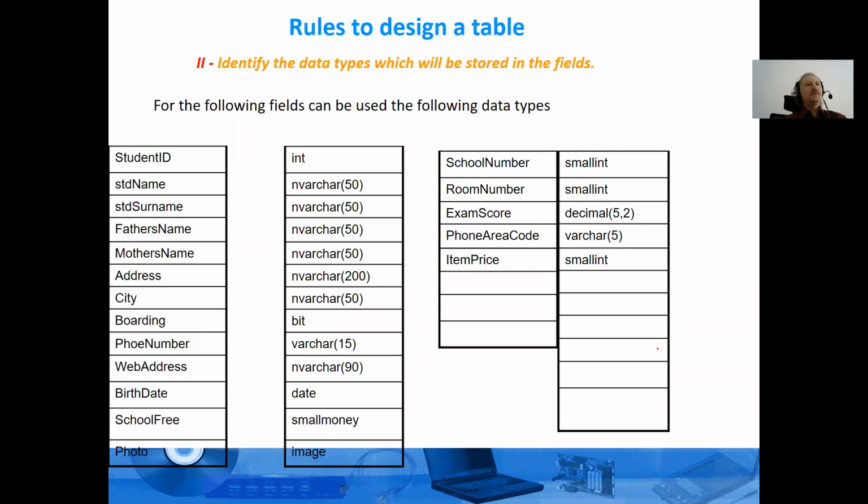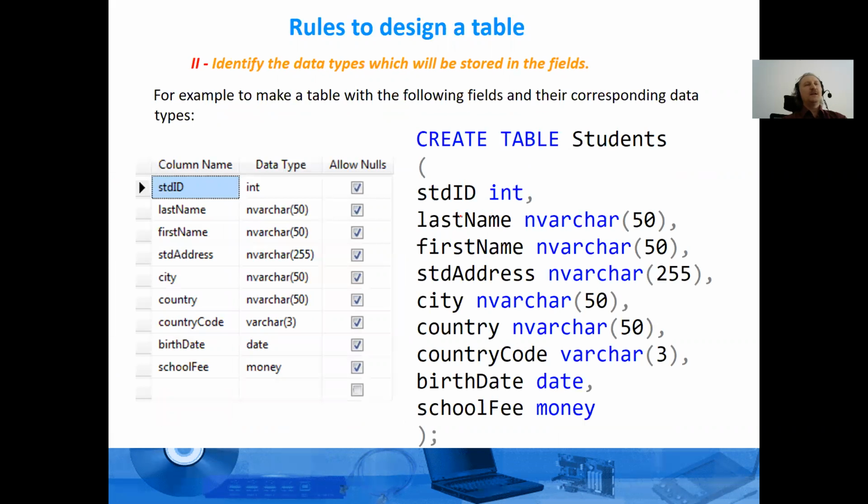We mentioned all of them, this one. For example, here you are going to see one example database. For example, student ID is an int type field. You can choose. Last name, nvarchar 50. First name, nvarchar 50 type. It is the type of this field. Student address, nvarchar.